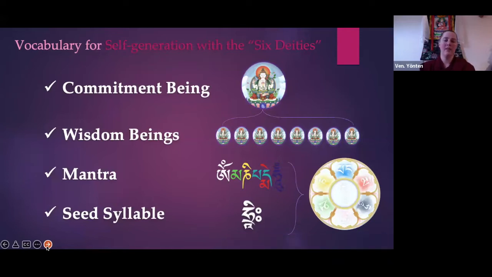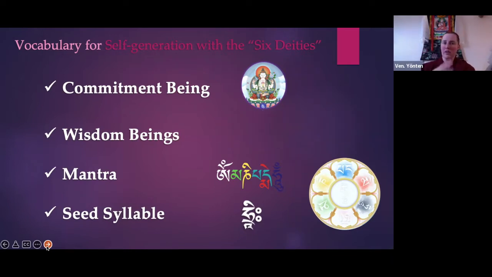Yeah. And then the mantra gets arranged in a garland, or like in a circle that's standing upright. And in the center of it is the seed syllable. So the wisdom beings dissolve into the commitment being. And the mantra gets arranged in this fashion. It looks flat, but we visualize it three-dimensionally.